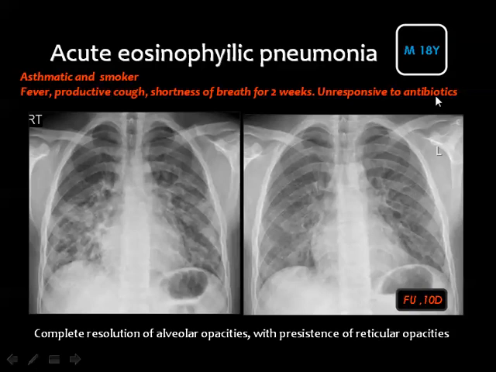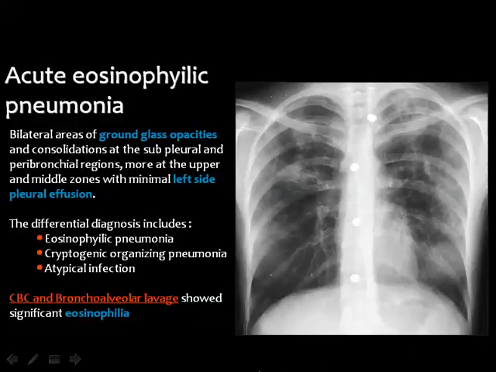unresponsive to antibiotics. This is very important, or one of the clues to reach the diagnosis. Then you see here the patient follow-up after 10 days of corticosteroid therapy, and you get some improvement in his condition. Then the presence of multiple areas of consolidation or ground glass opacities, and these opacities do not respond to antibiotic therapy, then you may consider the diagnosis of acute eosinophilic pneumonia.